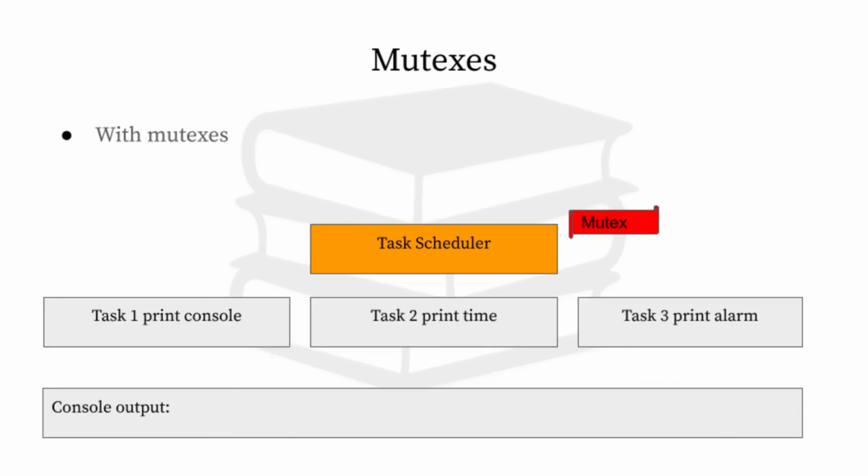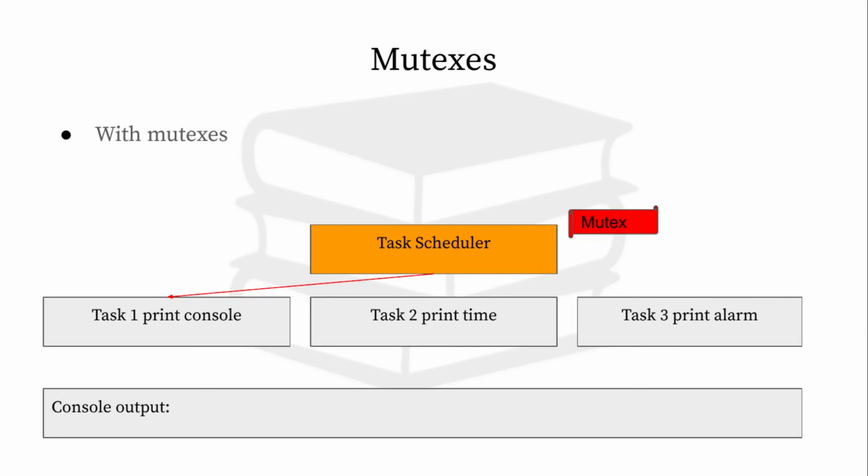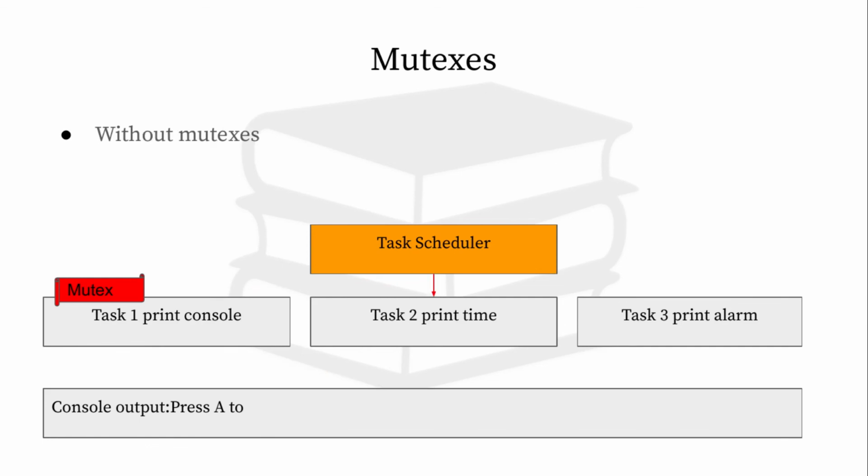So, to fix this, let's use mutexes. Let's repeat the example again. This time around, task 1 will take the mutex before printing to the console. Now, let's assume that the same thing happened again, in which the task scheduler switches to task 2 before task 1 is able to completely print out the sentence. Task 2 tries to take the mutex, and it realizes that the mutex is missing. Thus, it yields its computing time and does not print anything at all to the console.